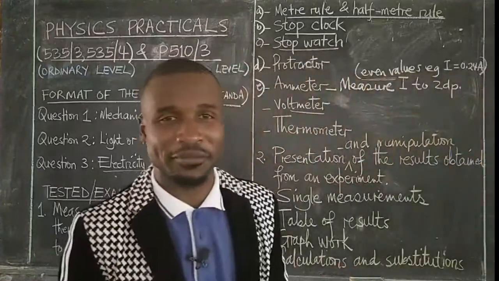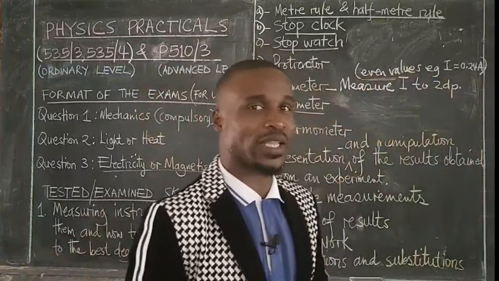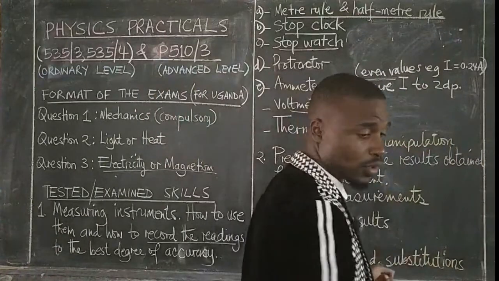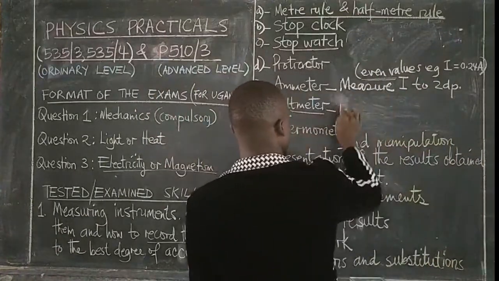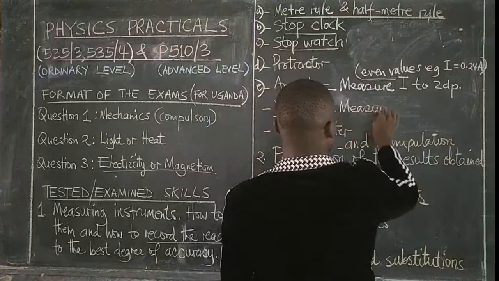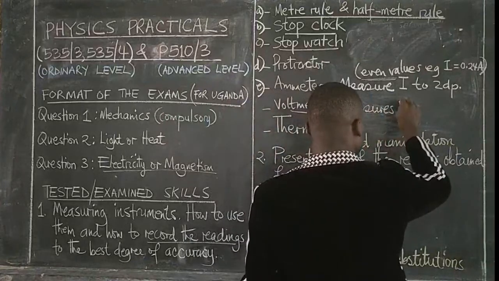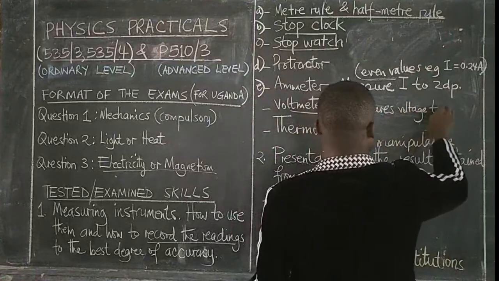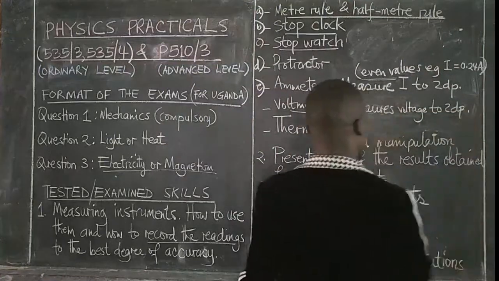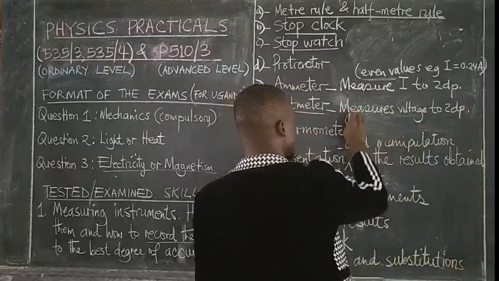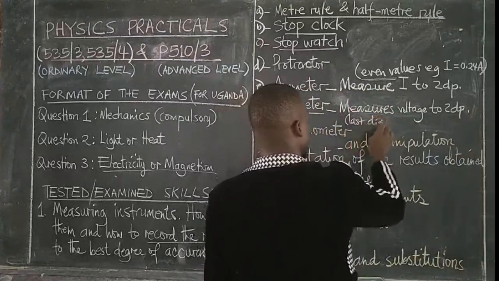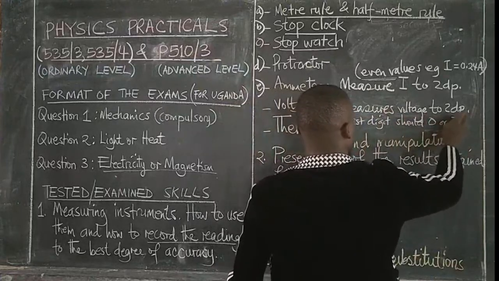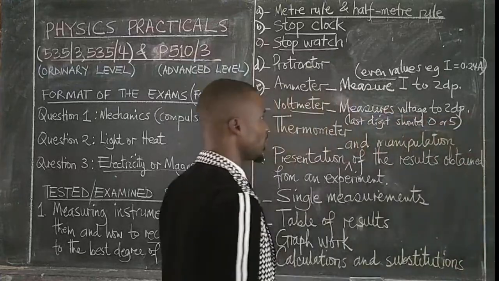How to connect them is some other lesson altogether. How to read them in detail is also another lesson altogether. So we are saying that a voltmeter measures voltage to two decimal places. And what's so special is that the last digit should be 0 or 5. A 0 or a 5.